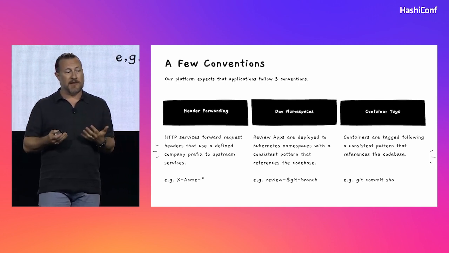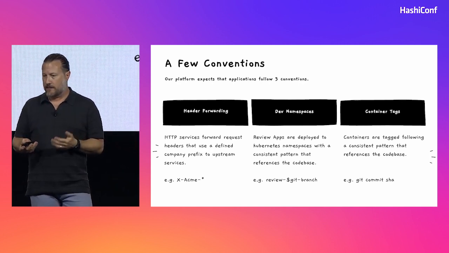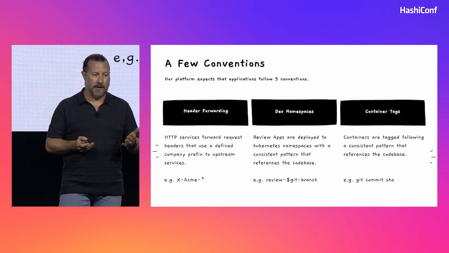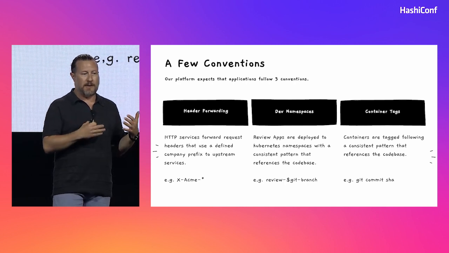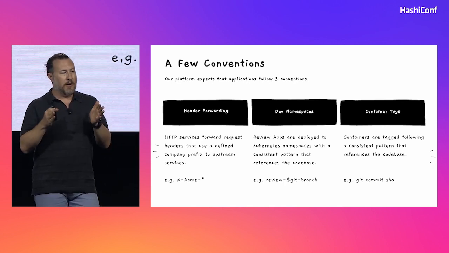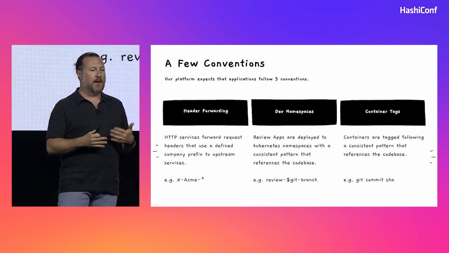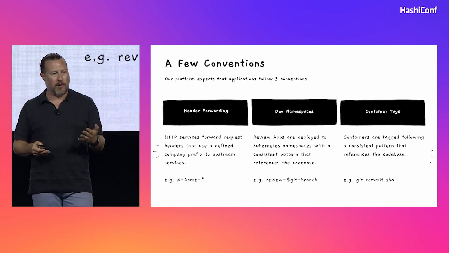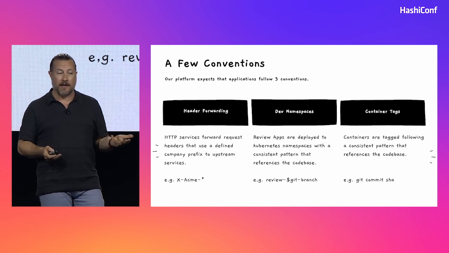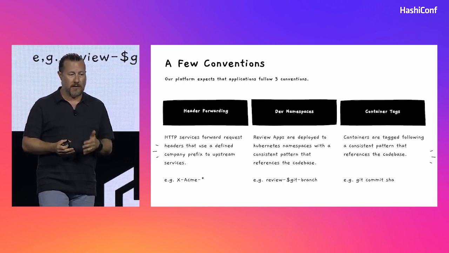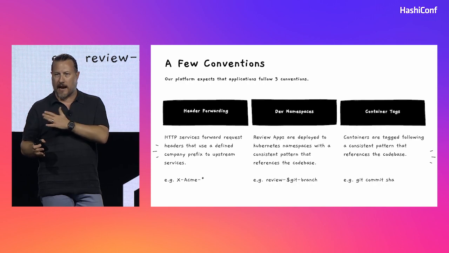In order to implement this, we're going to rely on a few conventions. The first is header forwarding. Our platform will expect every application to forward specific company headers it receives to upstream requests. These headers allow us to share request context between applications in a consistent manner. For demo purposes, we're forwarding all headers that start with x-acme.